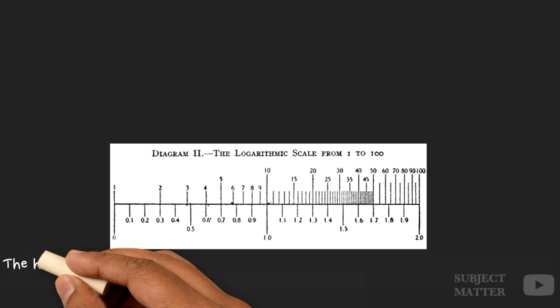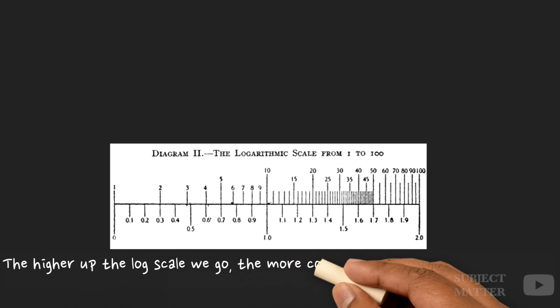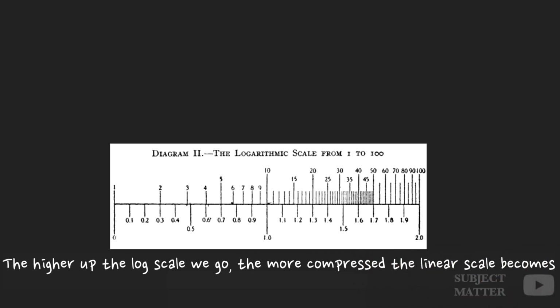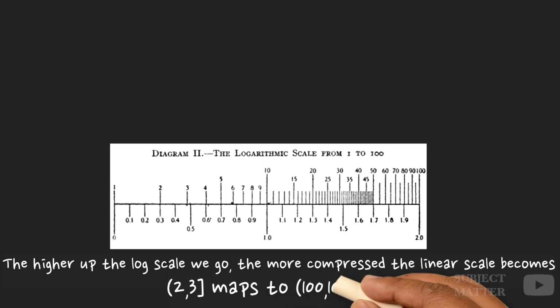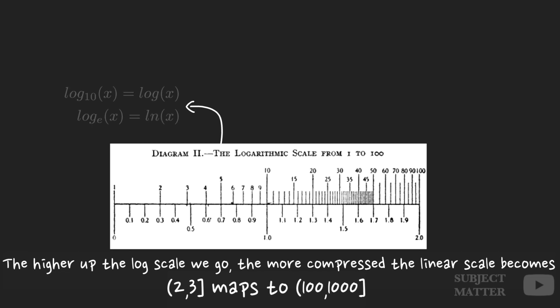This here is a logarithm of base 10 scale, it's the bottom, and how it maps to the linear scale on top of it. As you can see, the more and more we extend the logarithmic scale, the more and more the arithmetic scale becomes compressed. Expanding the logarithmic scale by just one value from 2 to 3 will expand the arithmetic scale from 100 to 1000, and so on and so forth in factors of 10. This is because this is a logarithm of base 10 scale, which can informally be represented just as log x.